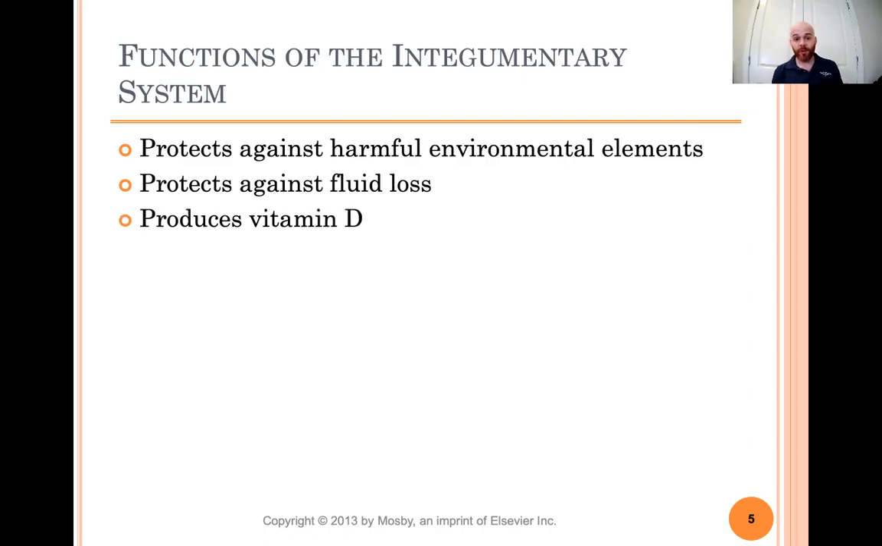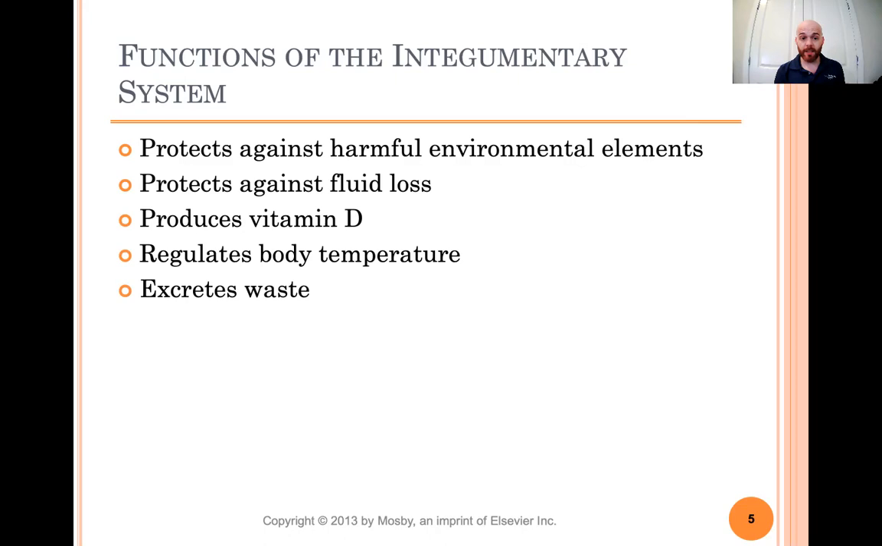Our skin does produce vitamin D, so there is one vitamin that our body can produce on its own without getting it from food, and that's vitamin D, and that's actually made in our skin, along with sunlight. Our skin helps regulate our body temperature, so think of it as just a layer of insulation that helps keep you warm.